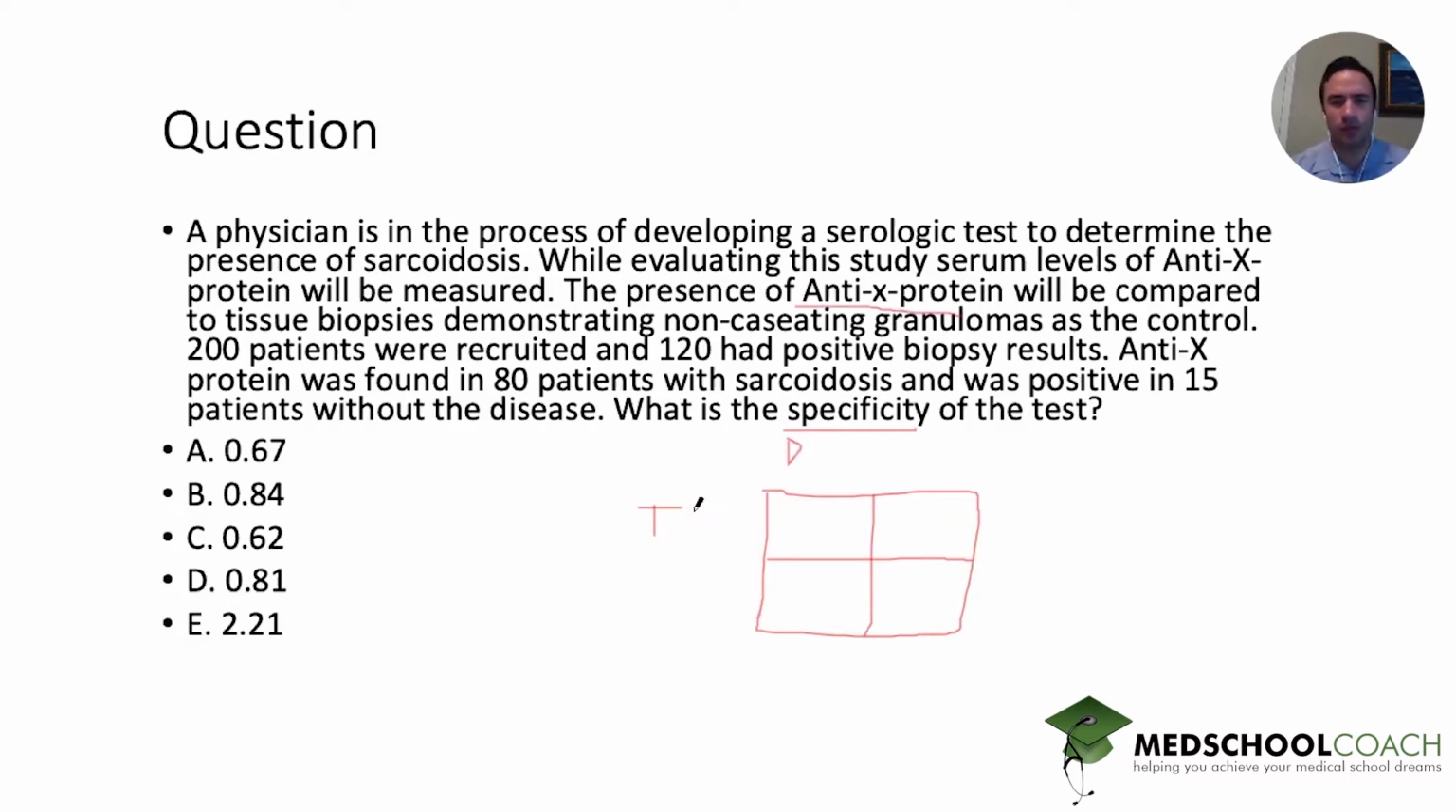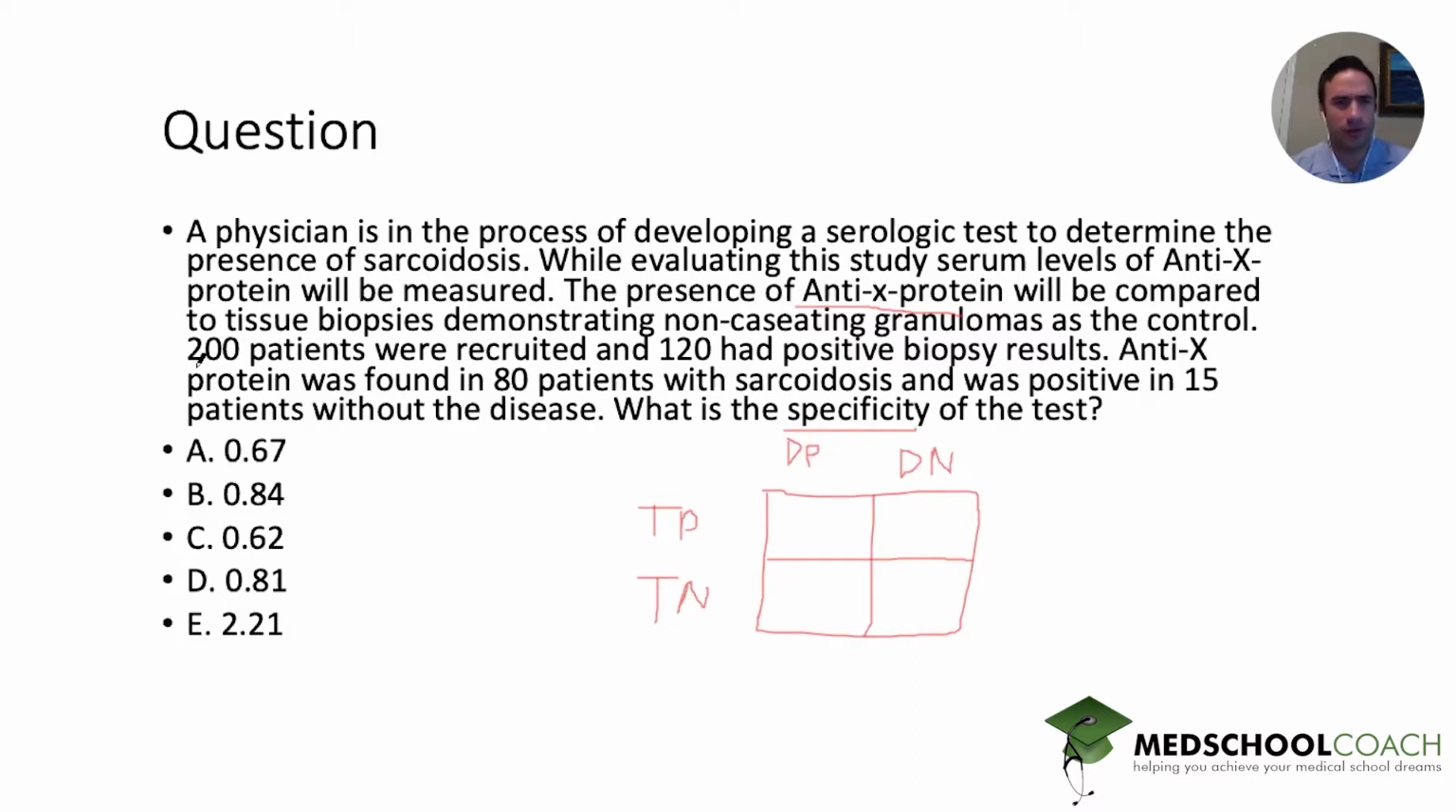So the first row is going to be test positive, and the bottom row will be for those patients who had a negative test result. Now the first column is for disease positive, so those patients who had biopsy-proven disease, and the second column is disease negative. Now pulling our numbers.